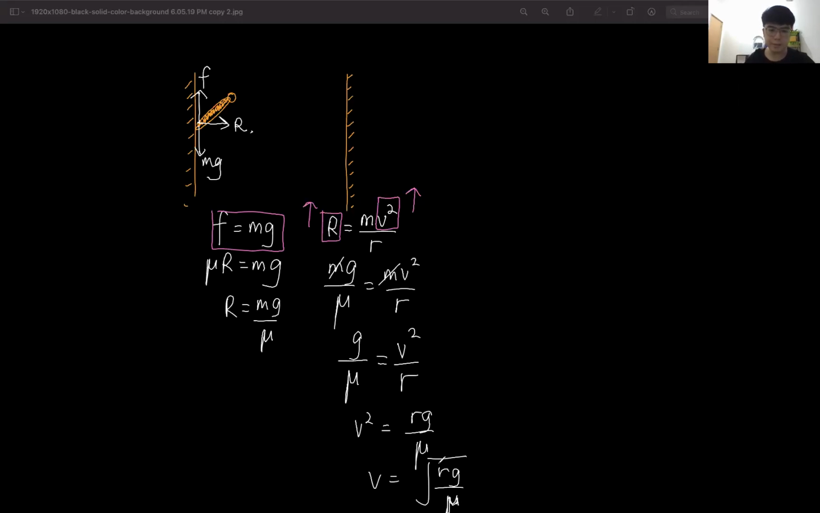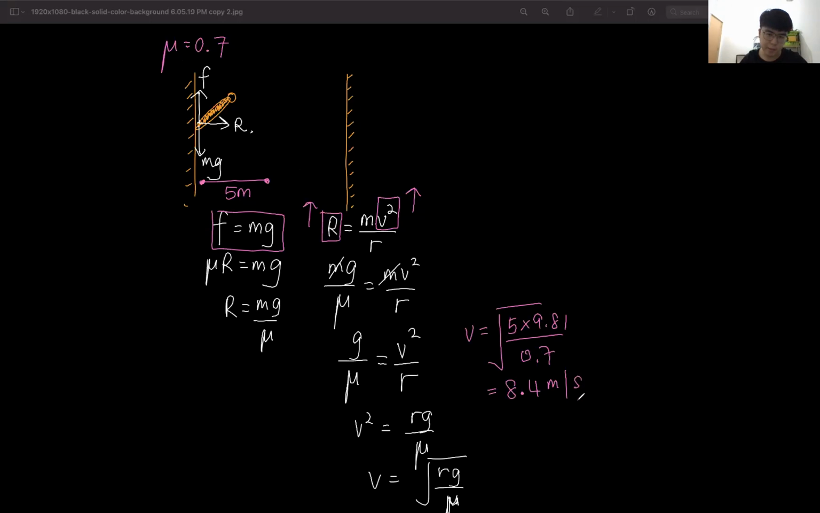Okay, so what is the r, the g, and the mu? Typical values of this one would be 5 meter, the radius of this 5 meter away. So diameter would be 10 meter. And for coefficient of friction is roughly about 0.7. Okay, somewhere around that. Then you can calculate v equals square root of 5 meter into 9.81 divided by 0.7, and you get about 8.4 meter per second, which is not very fast.